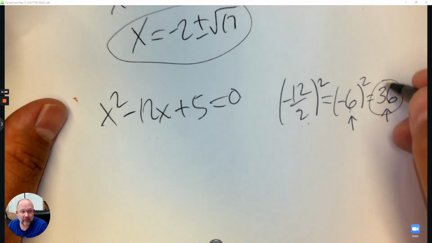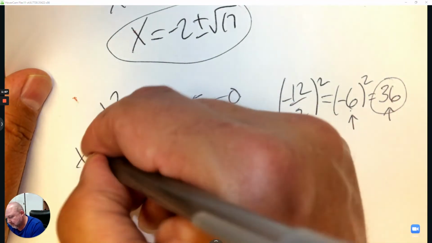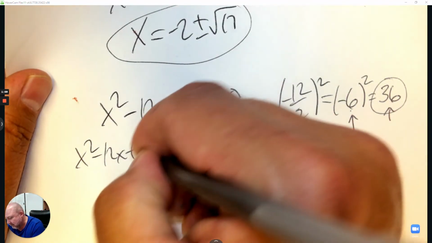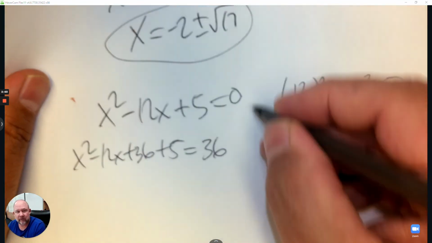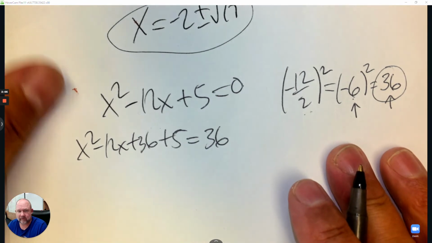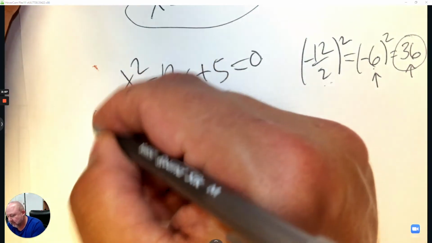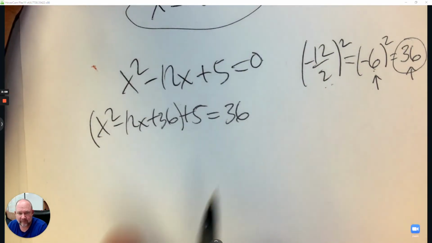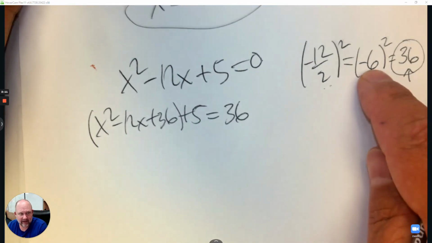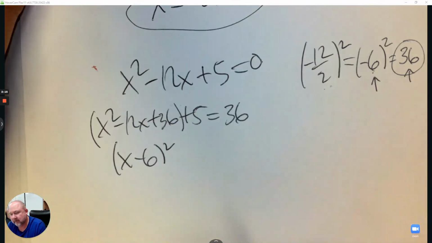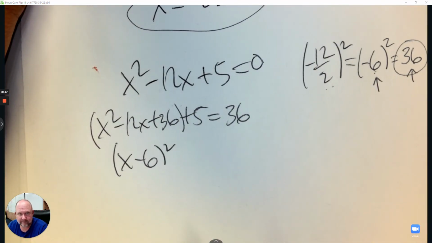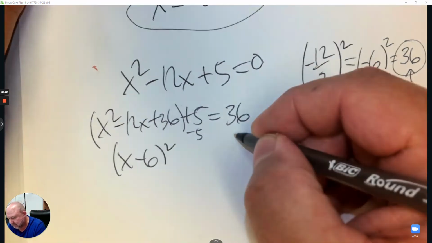So I start with the 36. I come back to the equation and I add 36. I also add it to the right side. So 0 plus 36 is 36. Then I look at the first 3 numbers, first 3 terms, and I factor it using negative 6. So that's going to be the letter negative 6 and squared. And then I subtract 5 to both sides.